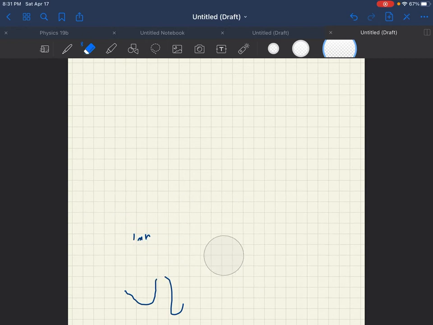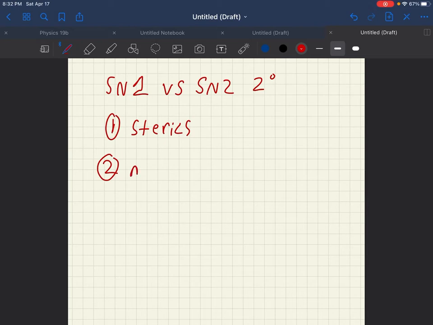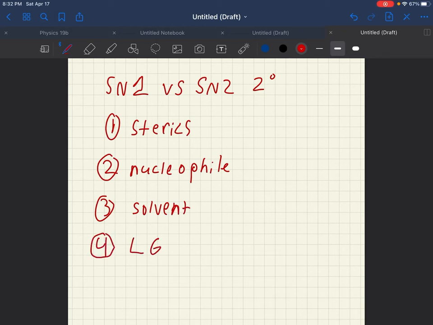Let me erase all this, and let me write these rules out for you. SN1 versus SN2. The first thing you should look at, of course, is your sterics. The second thing you should look at is the nucleophile being utilized in the reaction. The third thing is the solvent. And the fourth thing, it very rarely comes down to this, but if it does, look at the leaving group.